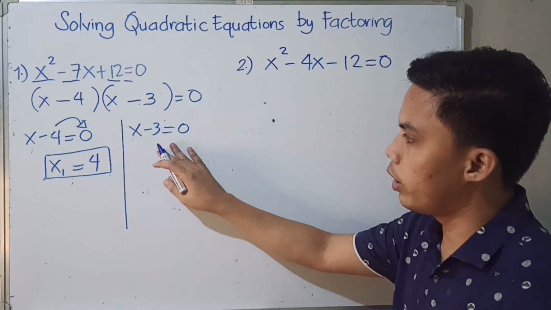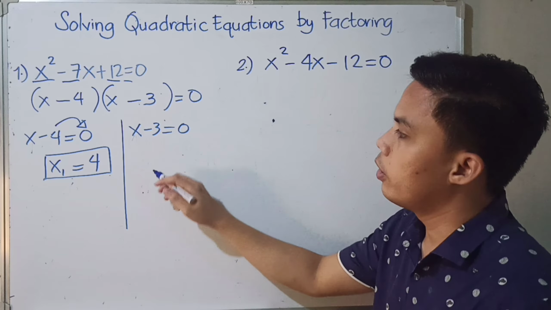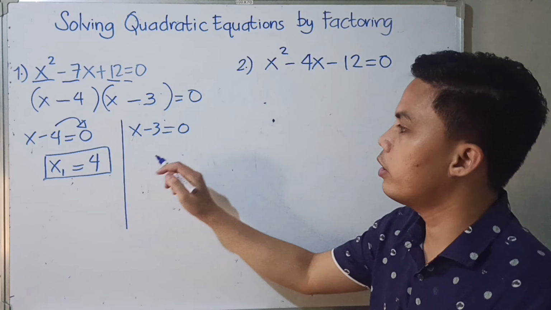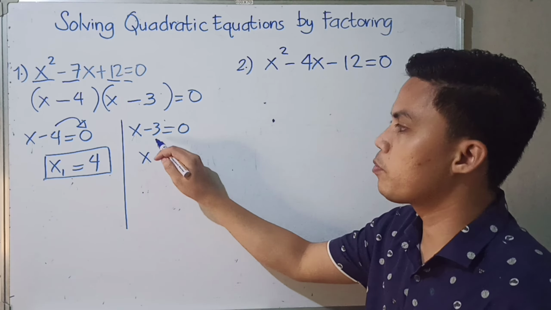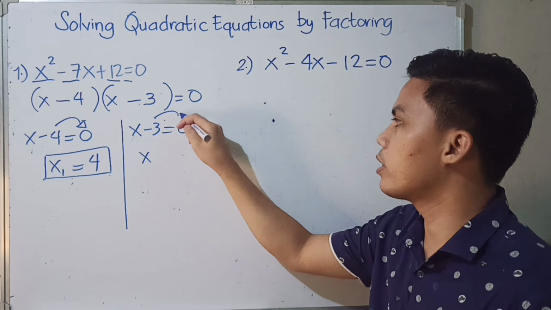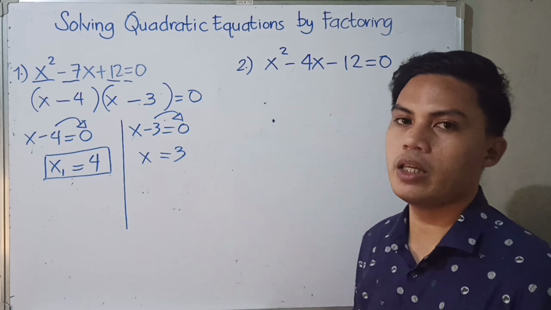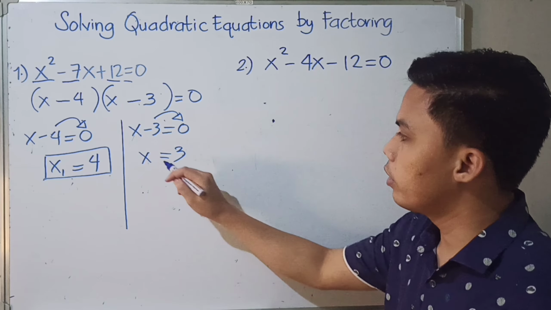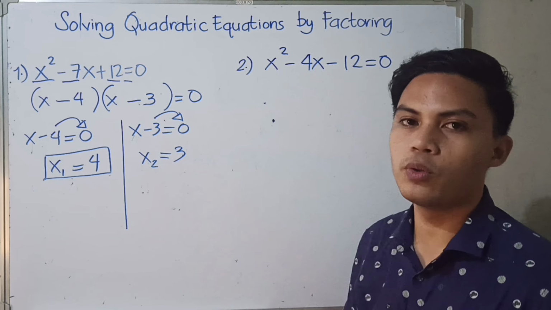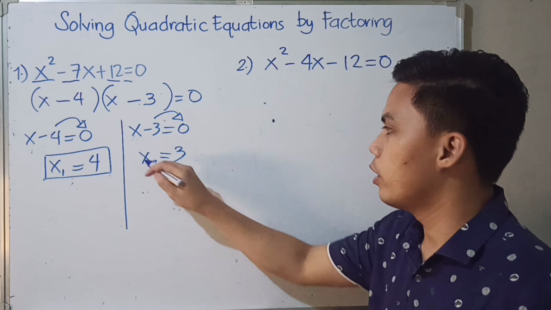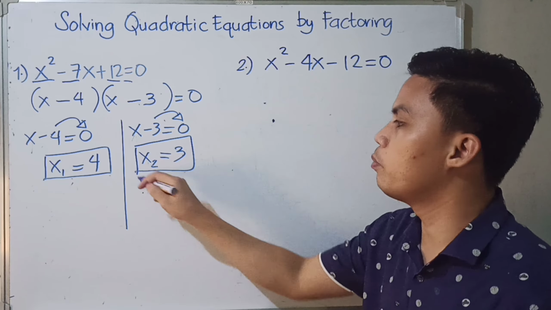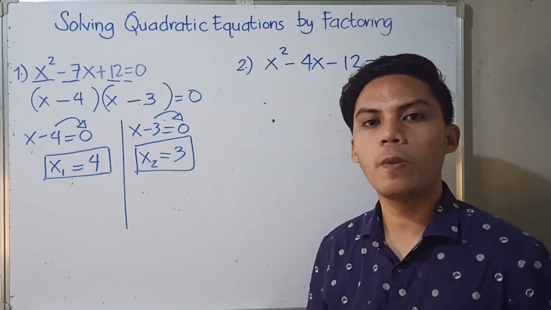How about the next factor? So, same pa rin yung ginawa natin kanina. We're going to transpose negative 3 sa right side ng equation. So, negative 3 becomes positive 3. And, this would be our x sub 2 or yung pangalawang root natin. So, the second root would be equal to 3.